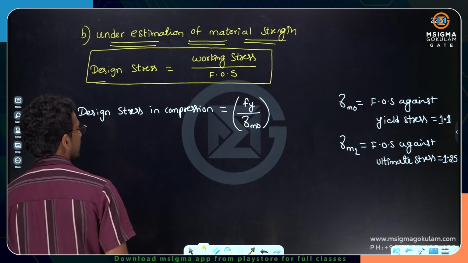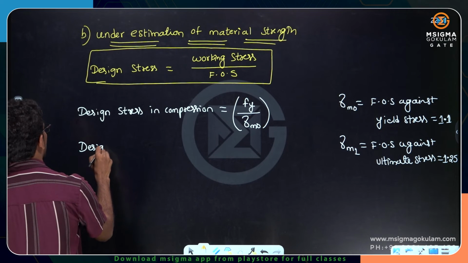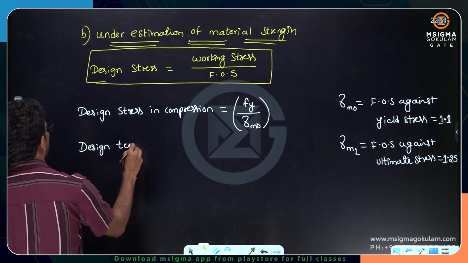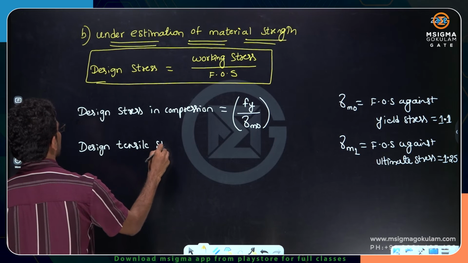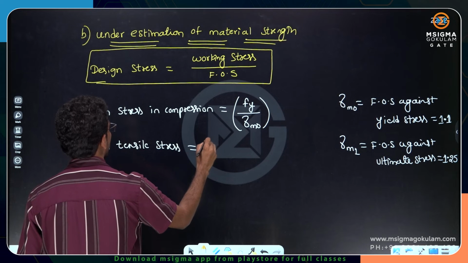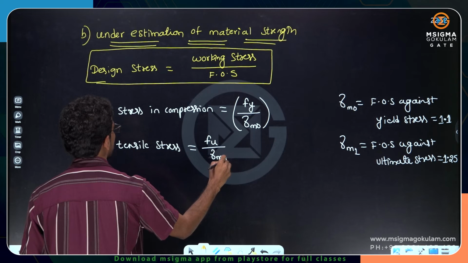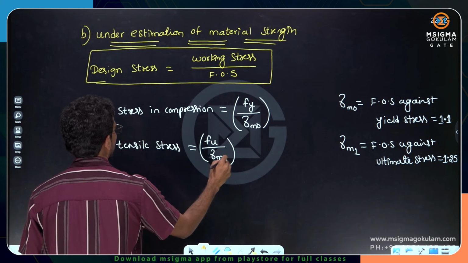Okay, what is the design tensile stress? Let us look at that. How do we get the design tensile stress? When I say design tensile stress, in tension the stress per unit is ultimate stress and the corresponding factor of safety is gamma m1.